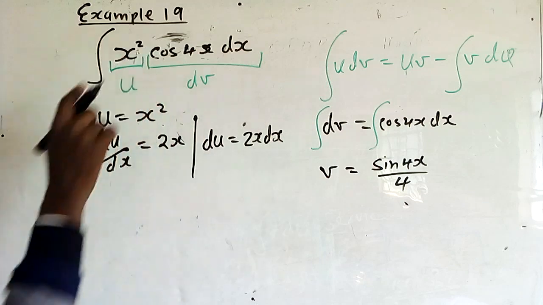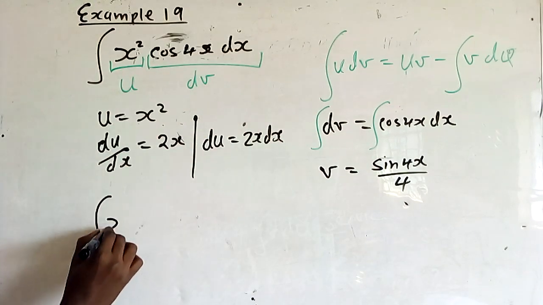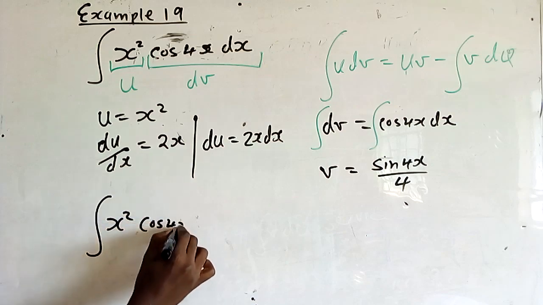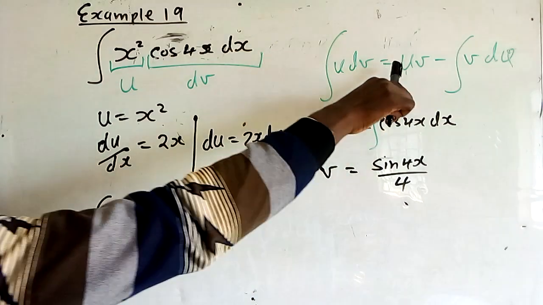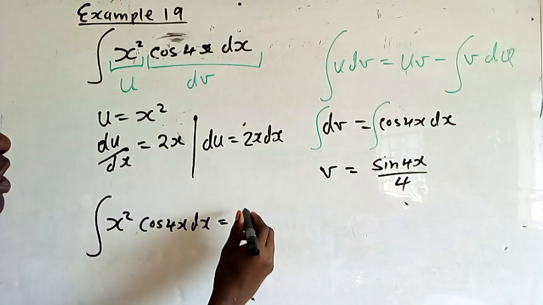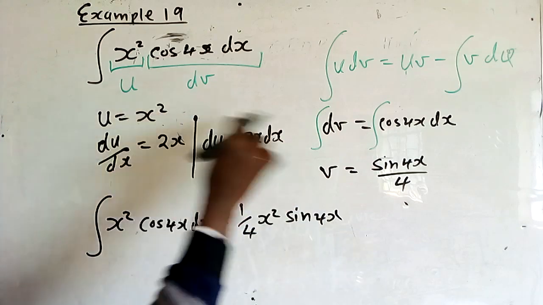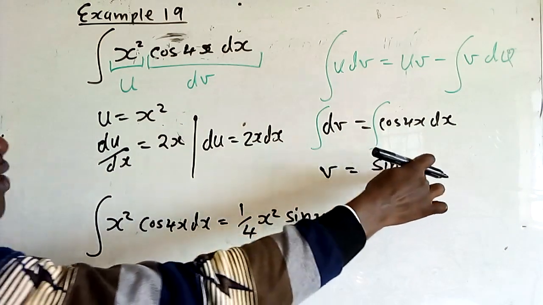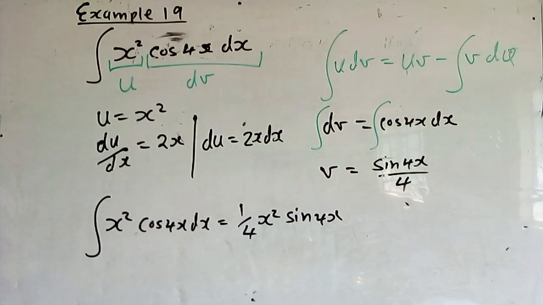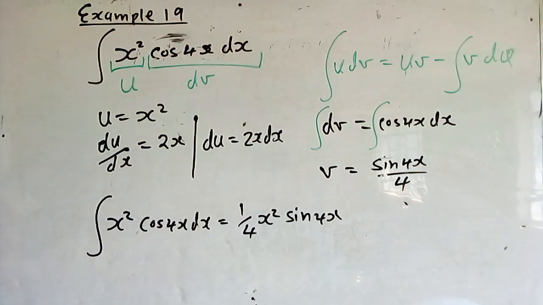So you now go back. When you have u dv, you write the integral of x squared cos 4x dx as uv, where u is x squared and v is sin 4x over 4. If you multiply u times v, you get 1 over 4 x squared sin 4x. You are done with uv, then it is minus.